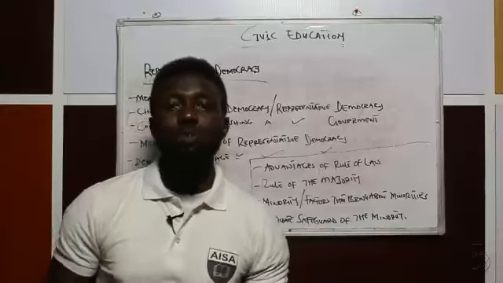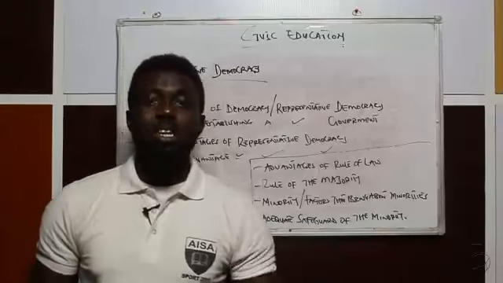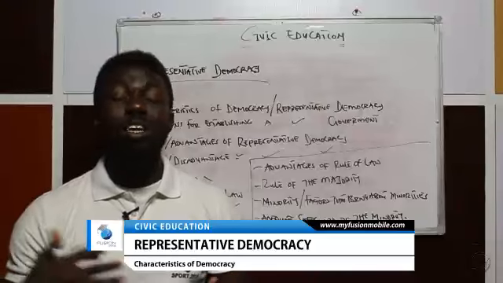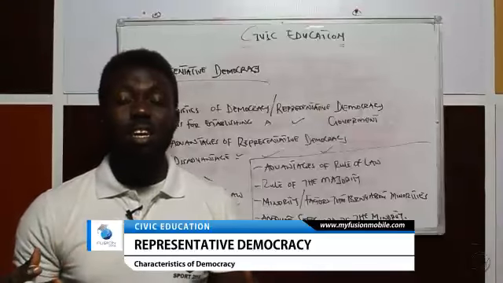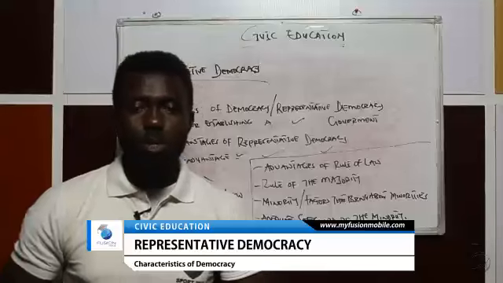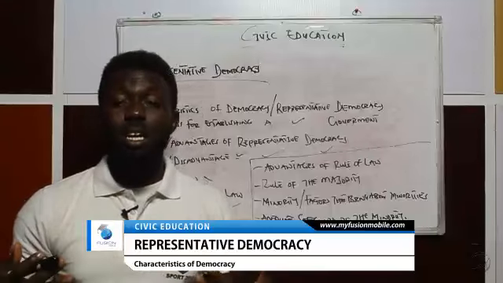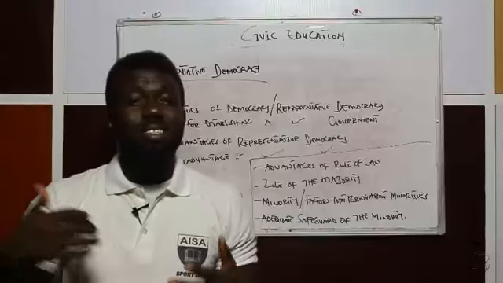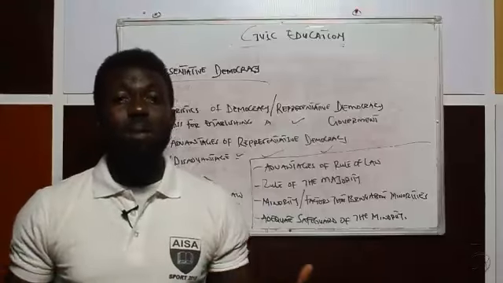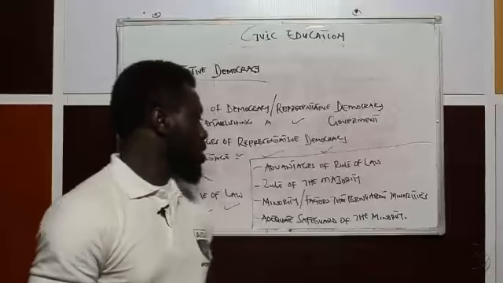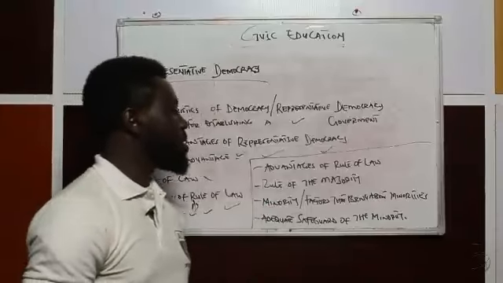When we're talking about rule of majority, basically we're talking about the majority in a particular state or country and how they influence decisions. For example, we are looking at the electoral process. Like in Nigeria, the president who has the vote of the majority emerges as the winner of that election.